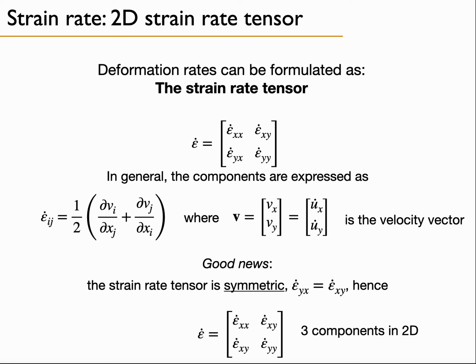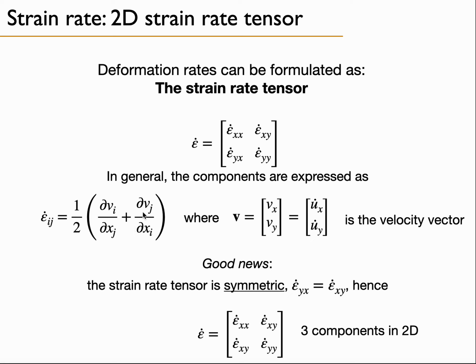The strain rate is also a tensor in general when you move to 2 dimensions or 3 dimensions, and it looks the same as the infinitesimal strain tensor we introduced earlier, except that all components have a dot, an over dot. In general, the components are expressed the same way. You see epsilon dot ij is 1/2 now of dvi dxj plus dvj dxi.